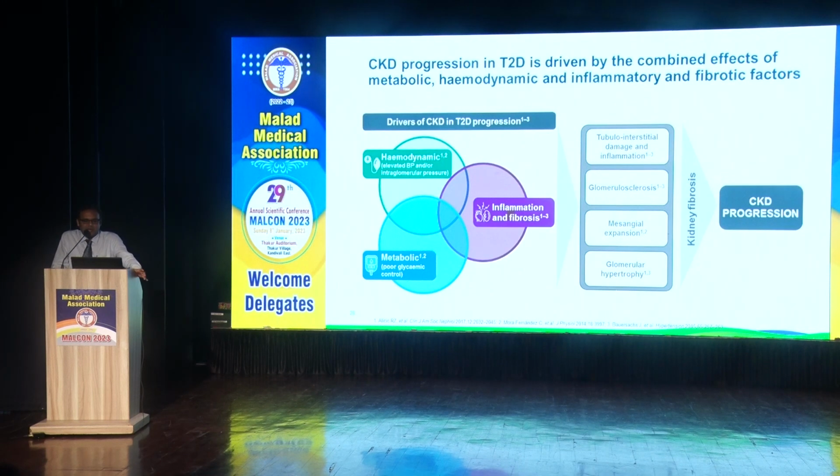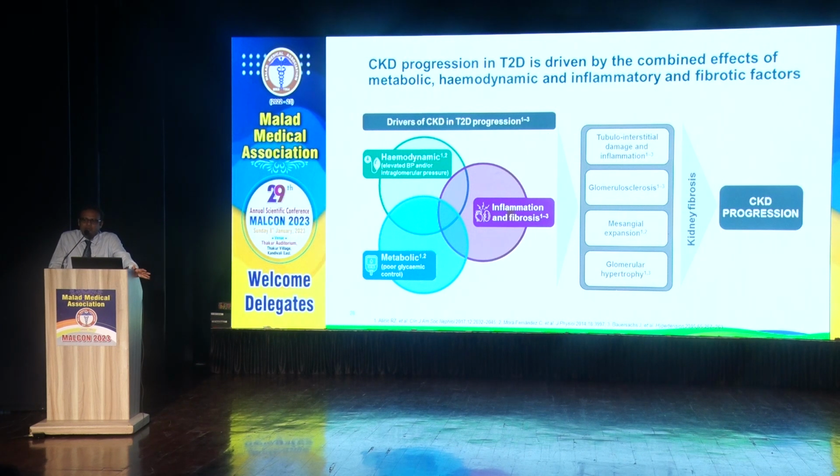This is a basic driver of CKD: hemodynamic, high blood pressure, glucose. Second is metabolic, as we know, the poor glycemic control. Many times you have seen that there is a 10-year diabetic and suddenly they come up with 7 grams of proteinuria. We do all the glomerulonephritis workup and everything is negative.